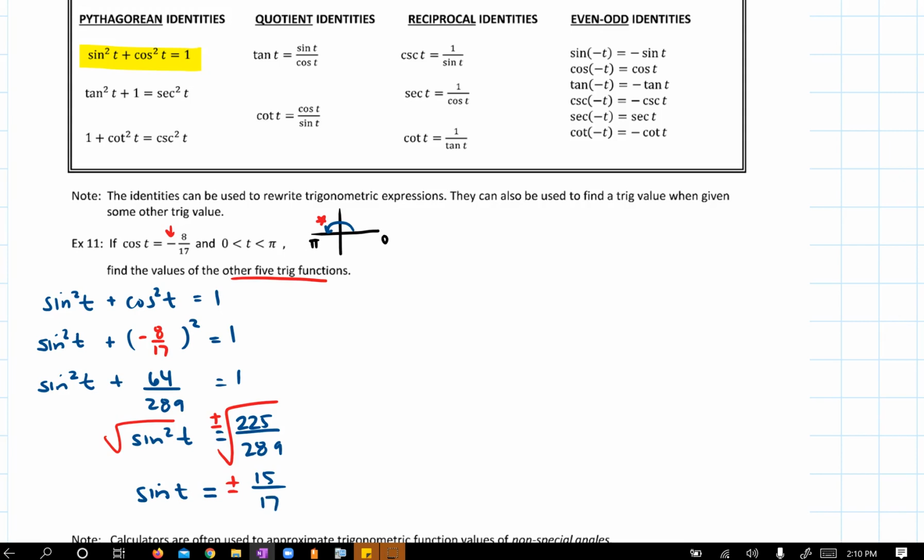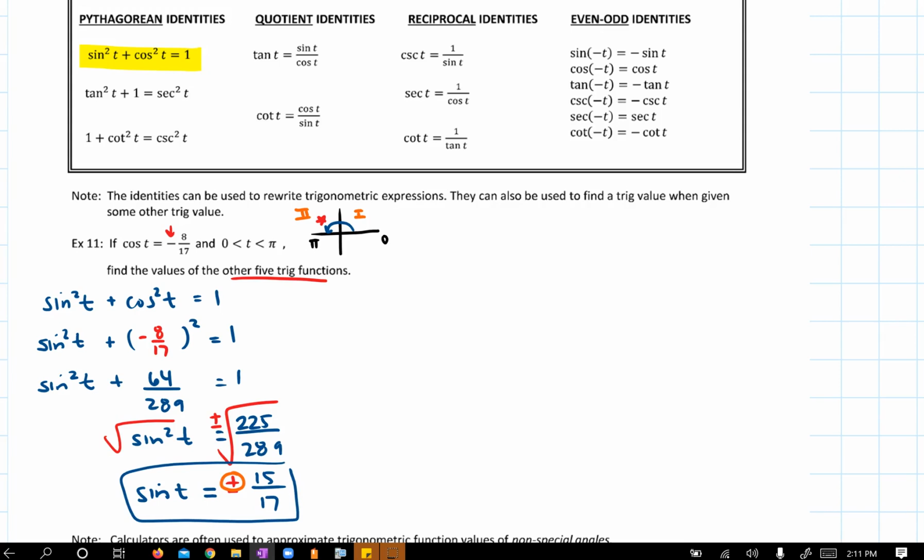Now, to be just a little bit more precise, remember, we are in quadrants 1 and 2 because we're in between 0 and pi. So when you're looking at what the sign of sine should be, we know that when we're in quadrant 1 or quadrant 2, the sign is positive. So right away, we can take the positive version. This gives us sine of t equaling 15 over 17.